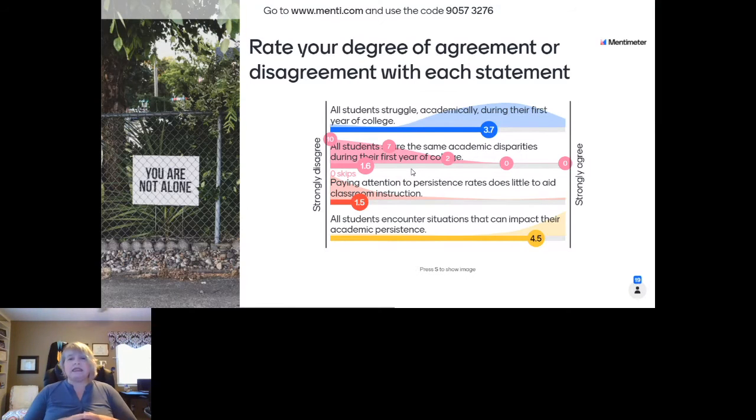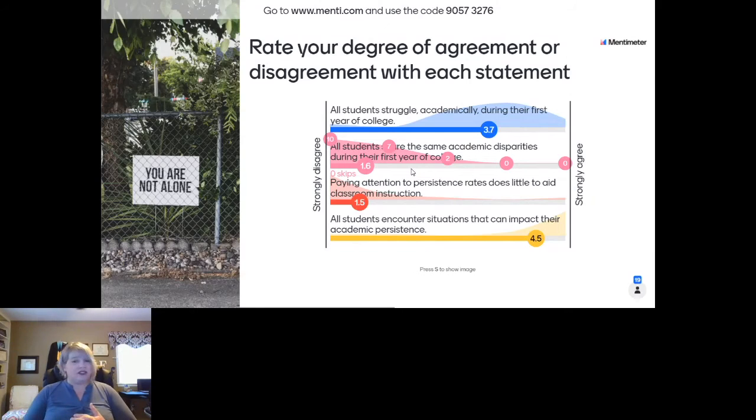Paying attention to persistence rates does little to aid classroom instruction? It actually helps a lot, especially when you're looking at historical data over time to see where you need to drill down into your program. So in our programs in health science, we have to keep a very vast repository of historical data, and we go back and examine it over time so that we can find areas of improvement for our programs. We're often required to do that for our individual accrediting bodies, and it's very important in looking at student retention. So we can also look at our specific student data, historical data, to see where they personally may have struggled.